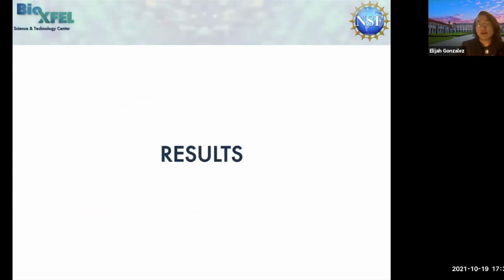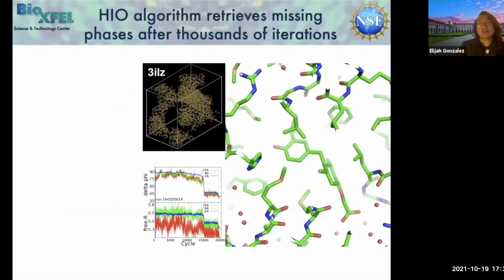So now let's look at the results. Let's look at what we are actually able to accomplish. This is a movie generated by Mitch Miller in our lab. It is a really awesome movie to show how the HIO evolves in time. In the top left, this is the unit cell where we see the ball and stick model of the protein. We show this here just to show you what the mask looks like as it evolves in time, essentially what the support looks like.